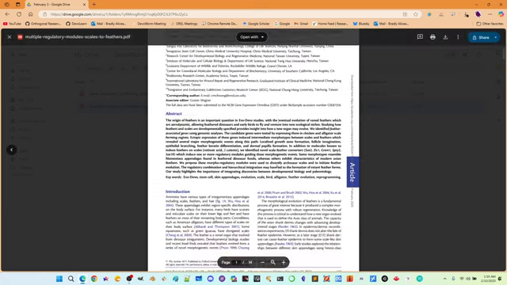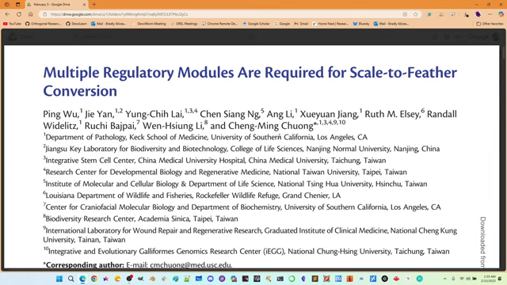The title of this paper is Multiple Regulatory Modules Are Required for Scale-to-Feather Conversion, and it's actually a paleontological paper, but it's also an evo-devo paper. So it's evolution of development, but they're looking back into evolutionary history and looking at how we get these genetic regulatory modules that control scale production and feather production, and especially in lineages where we go from scales to feathers or feathers to scales.